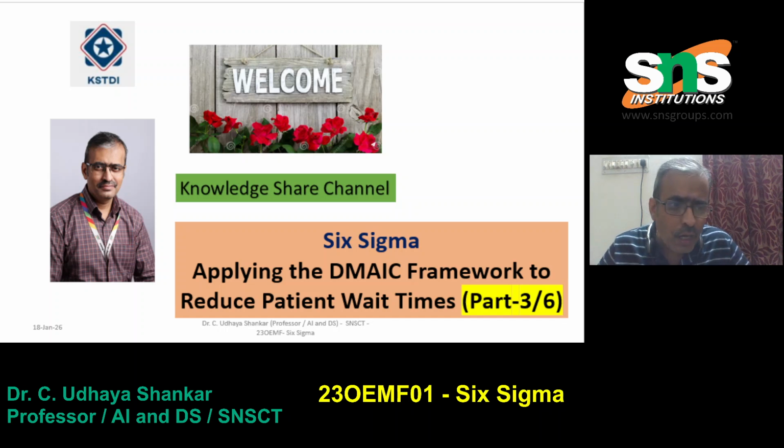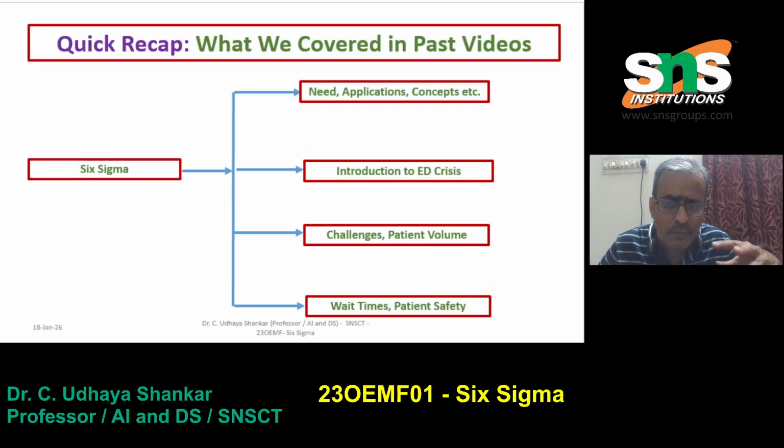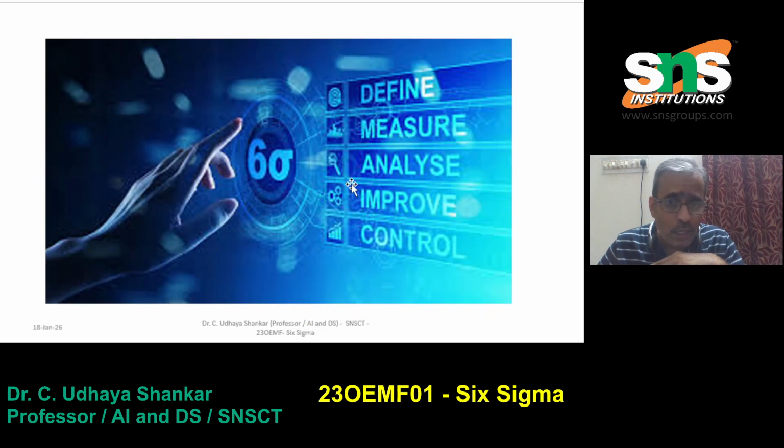So I just want to have a small quick recap. We have discussed the need, we have discussed the applications, and we also gave a small introduction to the ED crisis and the different challenges faced by patients, because nowadays patient volumes have increased enormously, and wait times and patient safety are the need of today. So, in order to achieve that, how can we use this DMAIC framework?